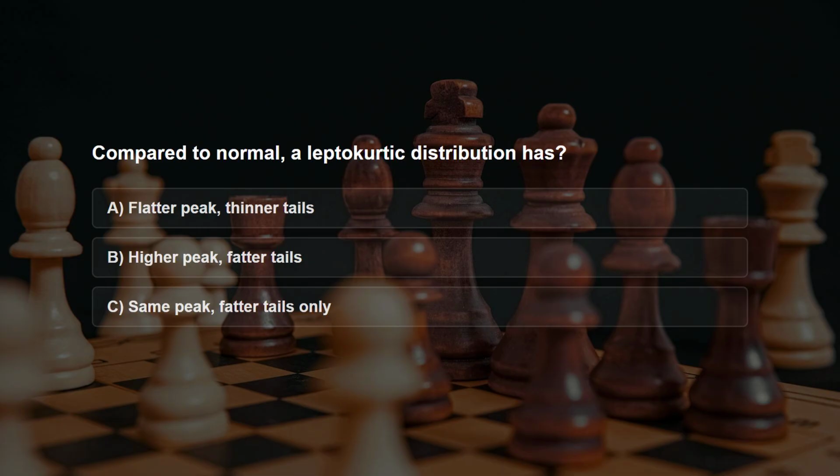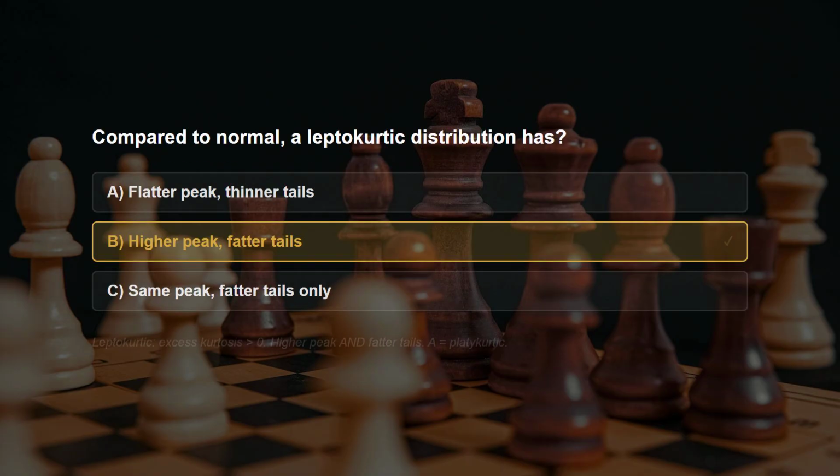Leptokurtic means excess kurtosis greater than 0. Compared to the normal distribution, it has more concentration around the mean, creating a higher peak, and more probability in the tails, creating fat tails. If you chose A, you described platykurtic. Platy means flat. Platykurtic has a flatter peak and thinner tails.